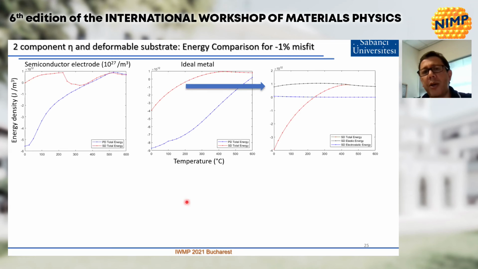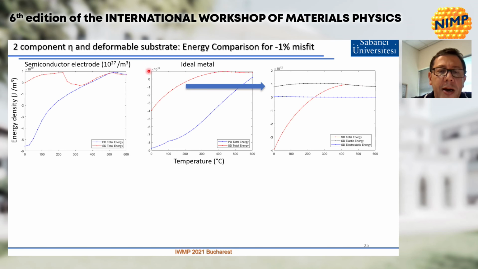One way to look at this, of course, is to compare energies. We can get the solutions, feed them into the energy expression, and then check the energy. For a semiconductor electrode, which is in fact almost metallic-like, we see that the polydomain state is always stable relative to the single domain state, which is shown by the red curve here.